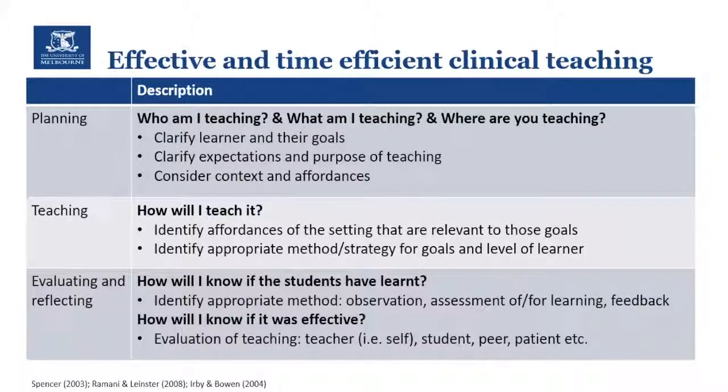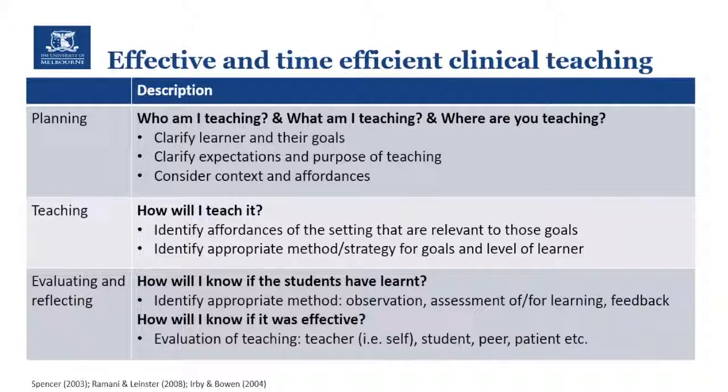The next thing to consider are your teaching activities, or how things will be taught. And so identifying, I guess, those affordances or opportunities that relate directly to your learners' goals, and the appropriate method and strategy for those goals and for that level of learner. What is in your toolkit already? How are you going to know how to teach this particular learner that particular goal? And finally, how are you going to know whether or not they've achieved this?